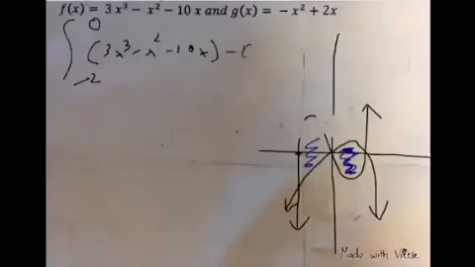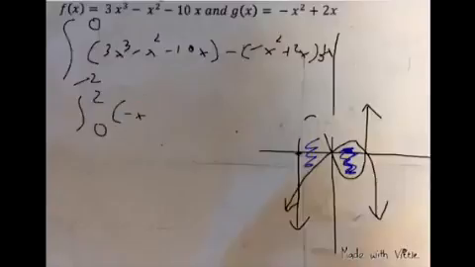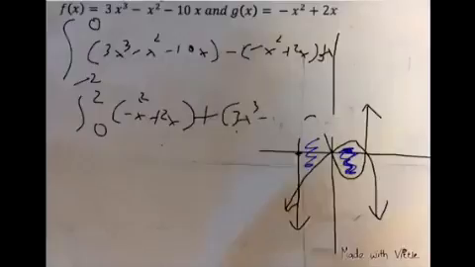Minus negative x squared plus 2x dx. And that's going to be plus the integral of 0 to 2 negative x squared plus 2x, because at this point this would be the first curve, or the top curve. Plus 3x cubed minus x squared minus 10x.